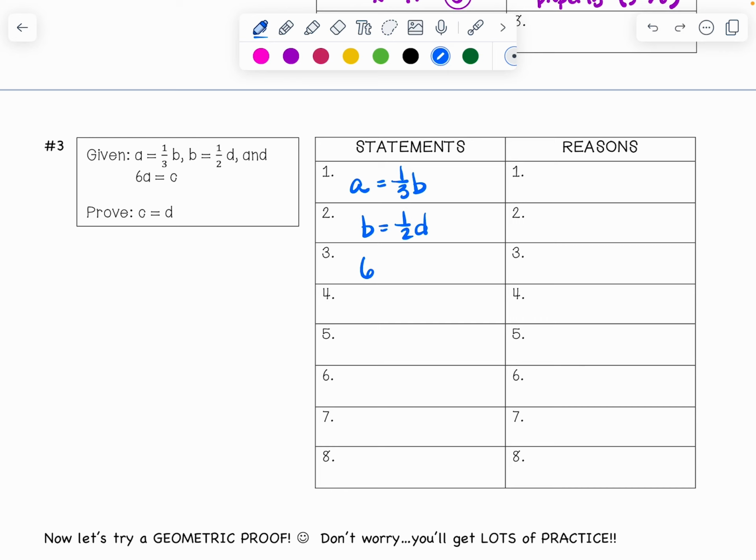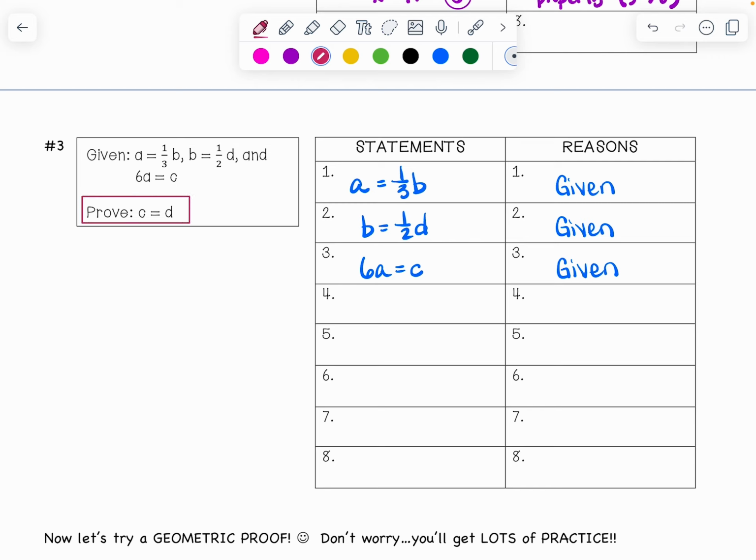And let's see, what does that say? 6. Oh, that says 6A. There we go. All right, and then given, just to get them all in there. All right, and I'm trying to prove that C equals D.